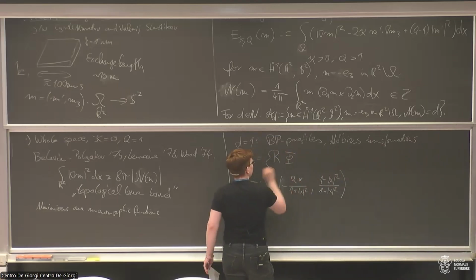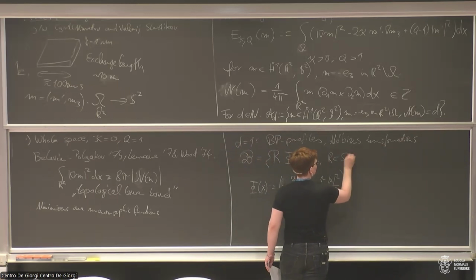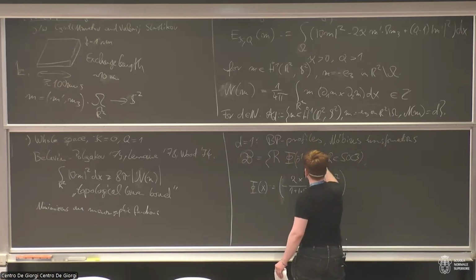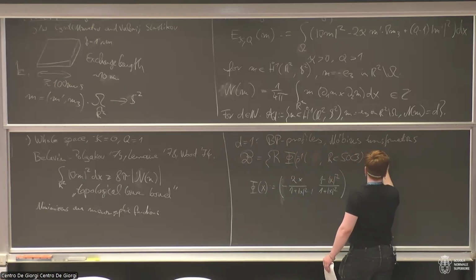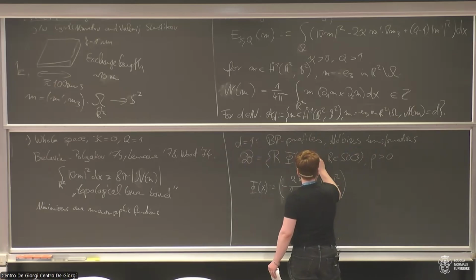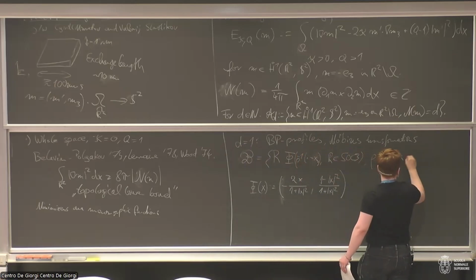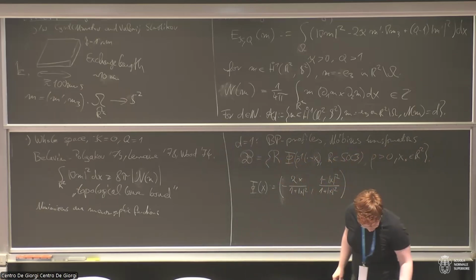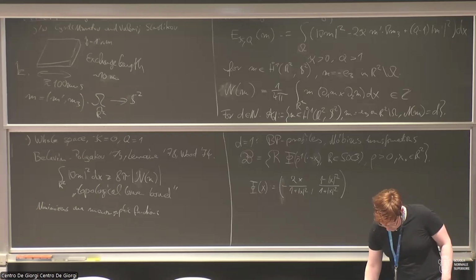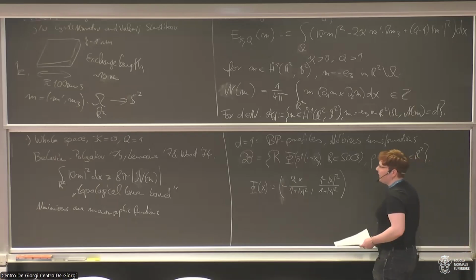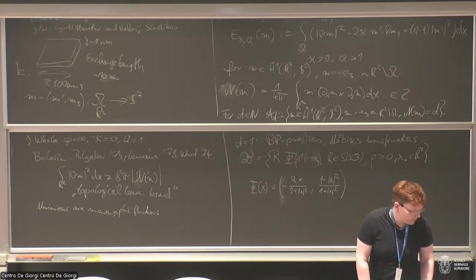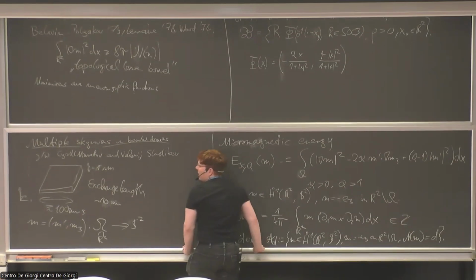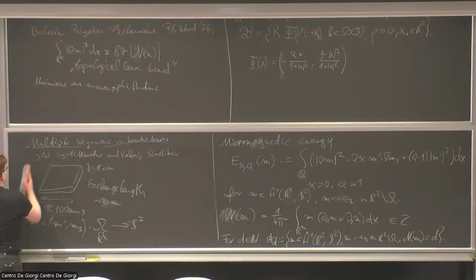And then you can do a bunch of things with this. You can rotate this. You can dilate it. And you can translate it. And those are all the minimizers in the degree 1 case. Okay, so that's the whole space picture when you just have exchange energy.